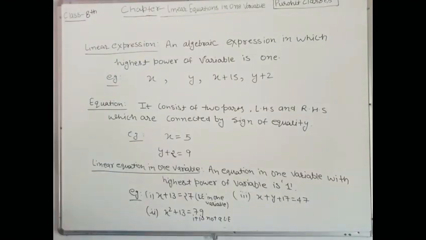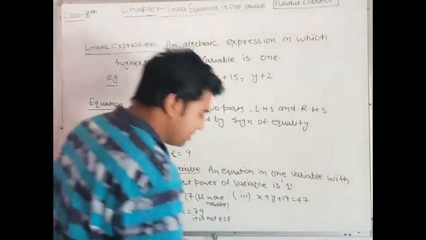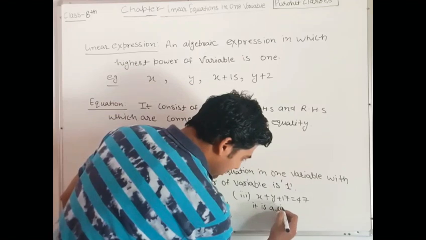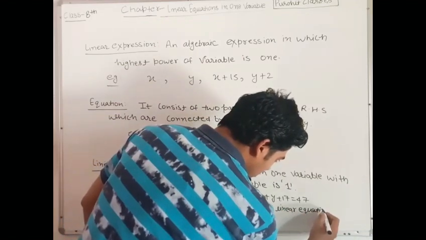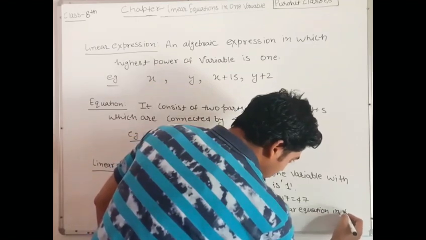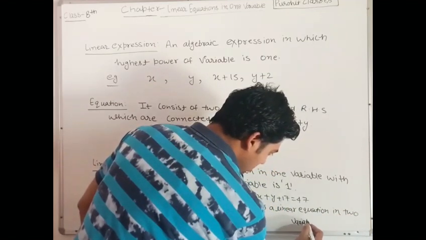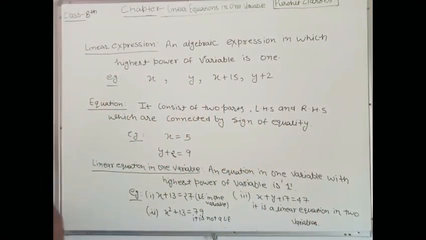Now, in how many variables? Here there are 2 variables, x and y, or simply you can say 2 alphabets. So it is a linear equation in 2 variables. Understood? In 2 variables. So pause the video and note it down.